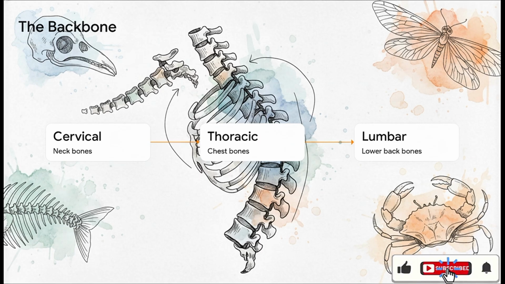Moving down, we hit the thoracic vertebrae, sitting right behind your chest. And finally, down at your lower back, we have the lumbar vertebrae, curving all the way down. Because we possess this amazing stacked column, we're classified as vertebrates. Animals without backbones, like those crabs and insects we talked about, are invertebrates.